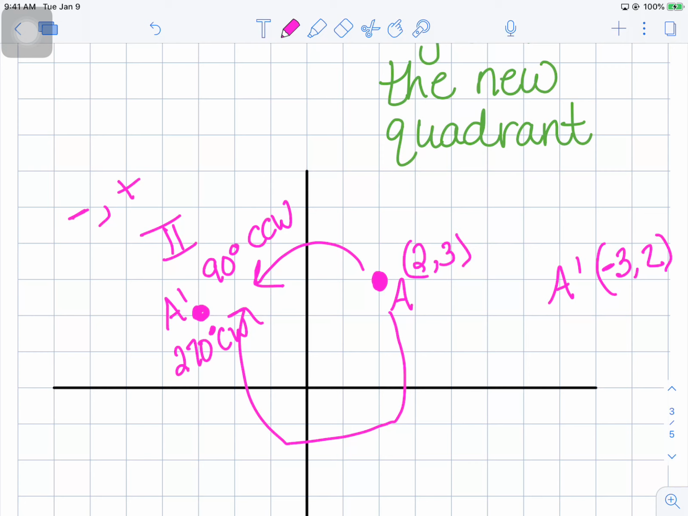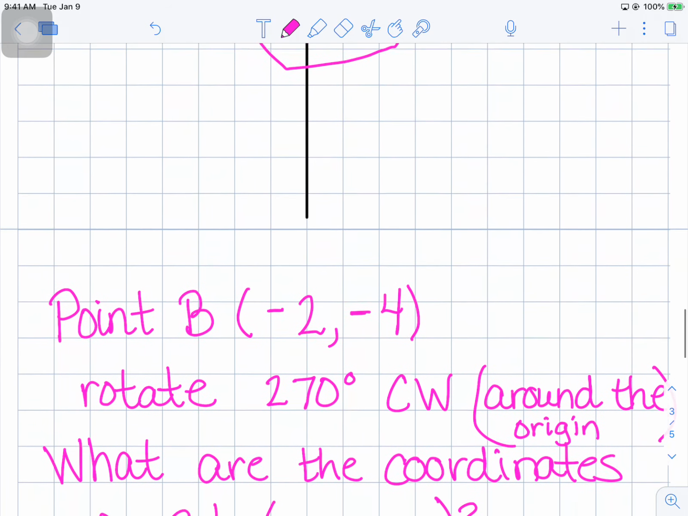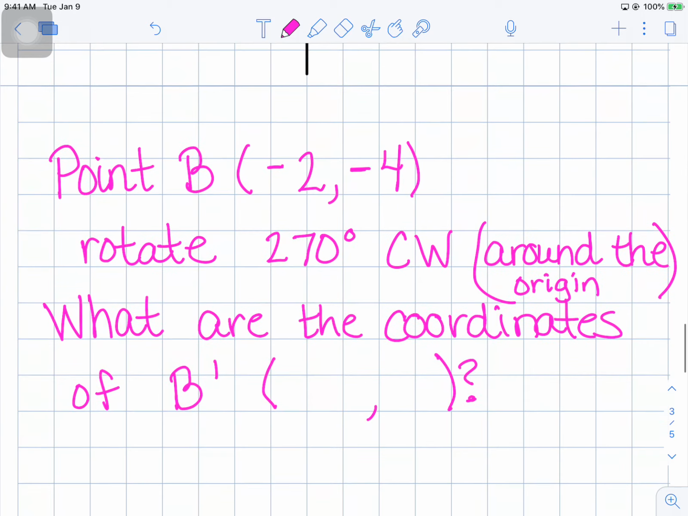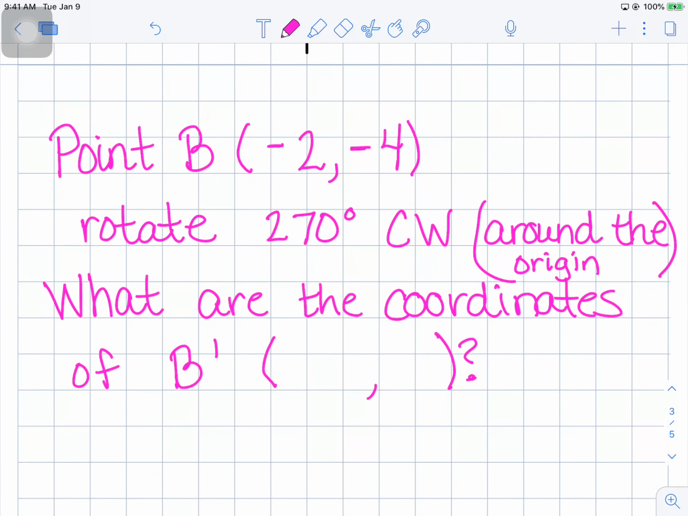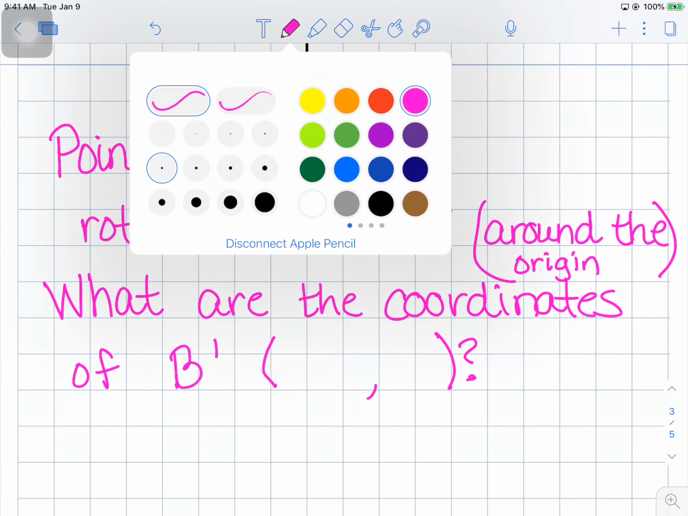So it's rotating around a fixed point. In our case, we rotate around the origin. All right, let's try another one. So point B has coordinates of negative 2, negative 4. So think about where that is.